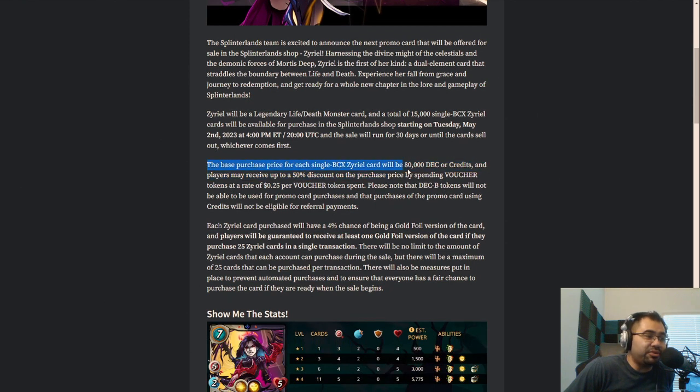So the base price for this is going to be 80,000 DEC, or if DEC is at peg, about $80 in DEC or credits. And players may receive up to a 50% discount on the purchase price by spending voucher tokens at a rate of 25 cents per token. So this is actually a huge change from the previous promo card, which was not Salty Bear, because that was with Chaos Packs, but Lux Vega. Vouchers were valued at a dollar there, whereas now they're being pegged to 25 cents, which means you have to spend more of them.